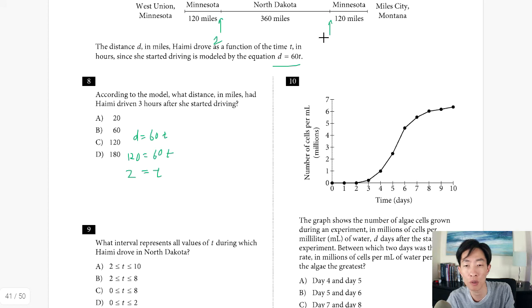Let's do the same thing over here, and we're going to use the same formula. Distance equals 60t. The total distance is 120 plus 360, which is 480. So it took her 480 miles to reach Minnesota, driving at a rate of 60. Divide both sides, we get t equals 8. So basically she crossed into Minnesota between 2 and 8 hours. And that means the answer is choice B.